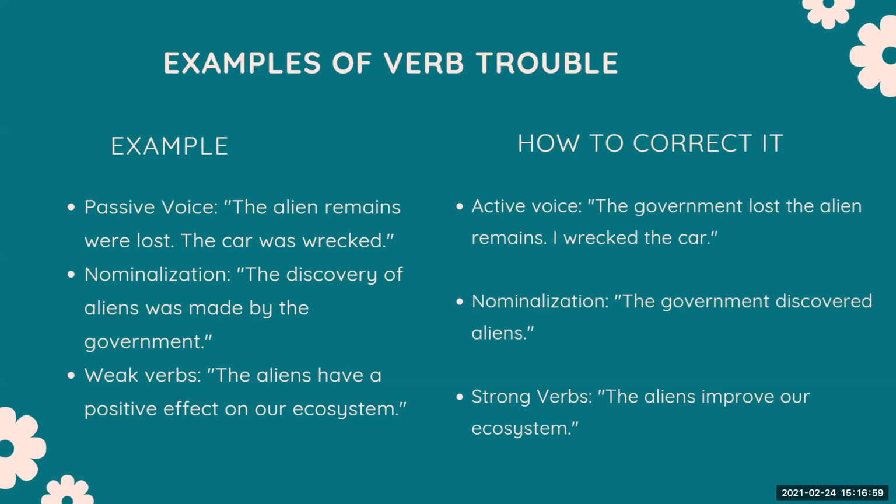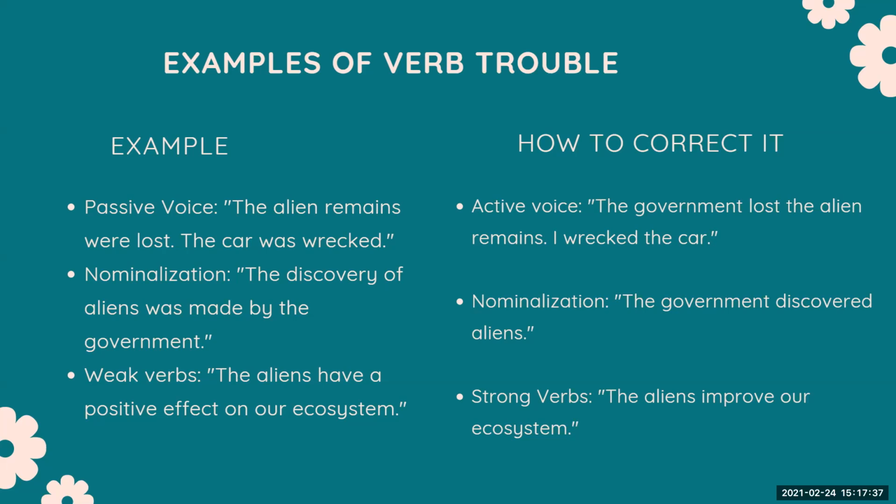So some examples of verb trouble. For passive voice, an example would look like: the alien remains were lost, the car was wrecked. If we switched it over to active voice, we will notice that we took out the were and the was because those were the passive voice examples that we had in that first sentence. Once we took it out and we put that main verb as the primary action, the sentence just flows a lot more straightforward, and it's more direct.